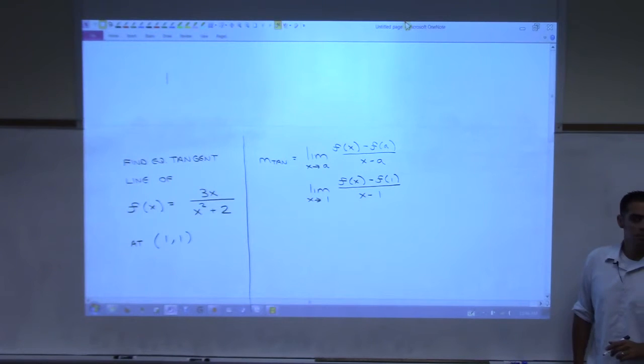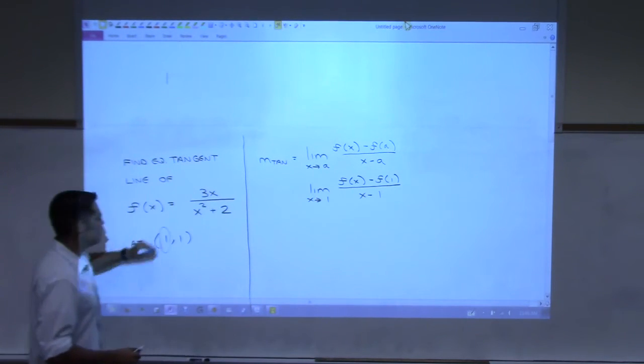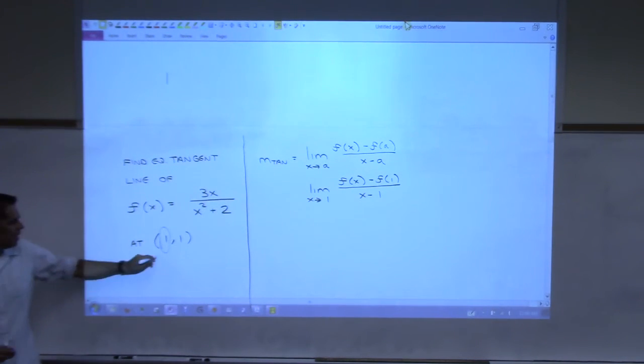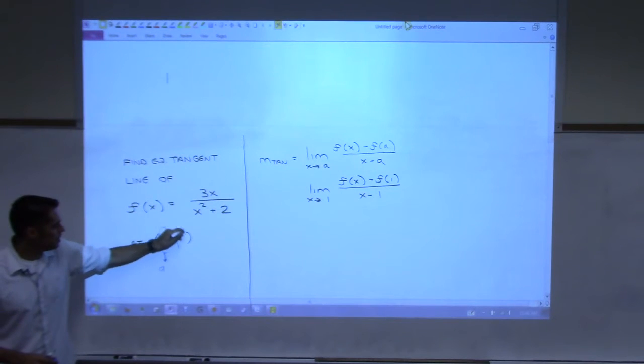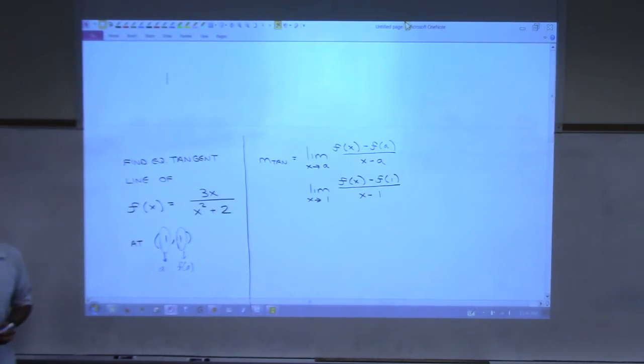Where's the a coming from? The a is always the x coordinate of the point. This is a. And remember, this right here would be f of a. But a is an x, okay.